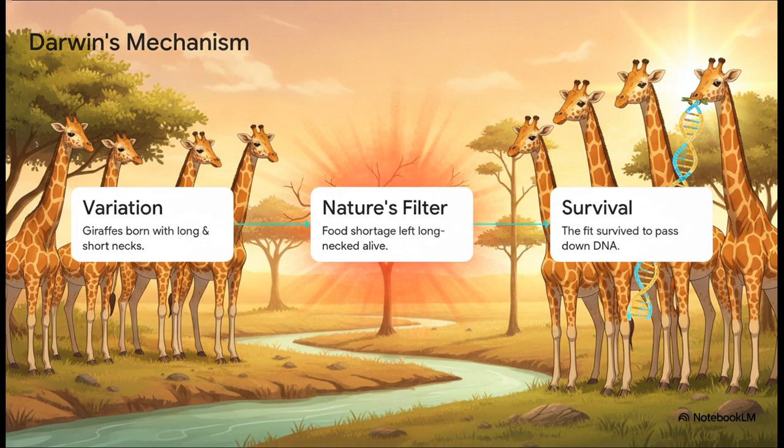Second step, nature acts as a brutal filter. When food on the ground ran out, it created immense environmental pressure. The short-necked giraffes, they simply starved. And finally, survival of the fittest. Only the long-necked giraffes survived long enough to reproduce and pass down that specific successful DNA. Nature didn't actively create the long neck, it simply selected the ones best adapted to survive the current conditions.